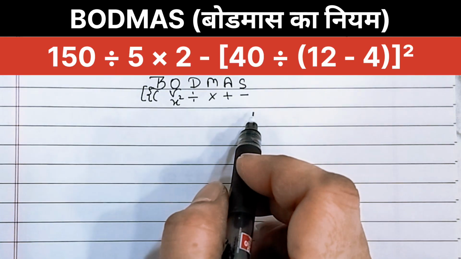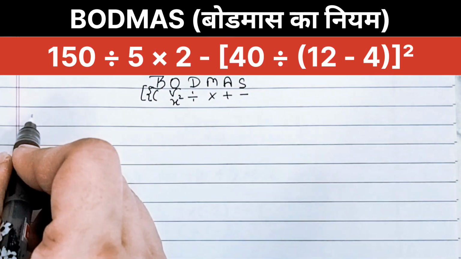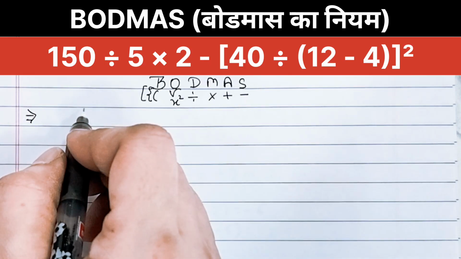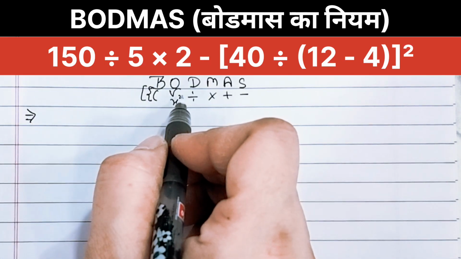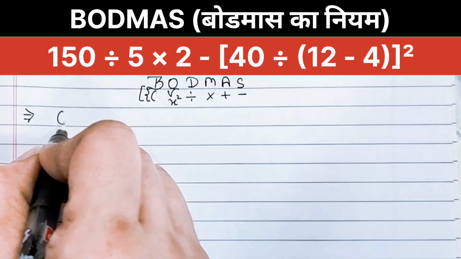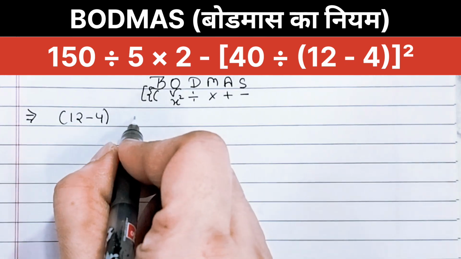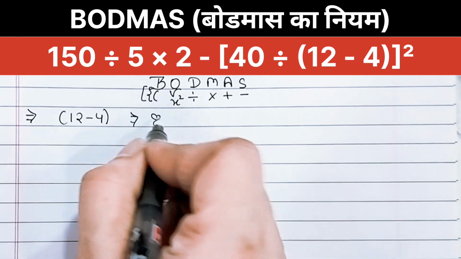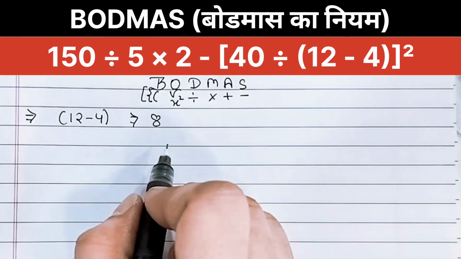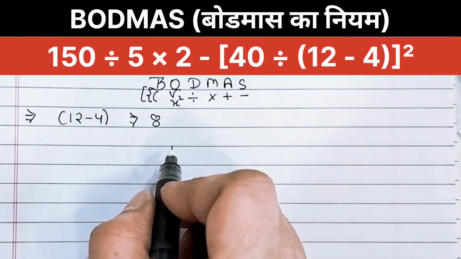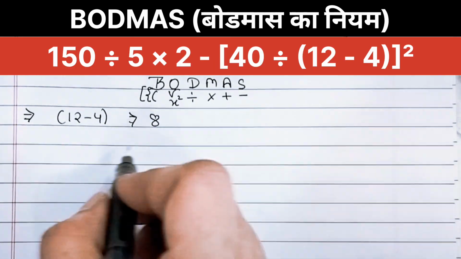According to this BODMAS sequence, we break down this expression by this step-by-step solution. Now first step, brackets. Innermost first, we start with the parenthesis and there is a 12 minus 4 parenthesis inside the square bracket. So now we calculate and we get 8. According to this step, BODMAS says always solve the innermost grouping symbols first to simplify the term inside.